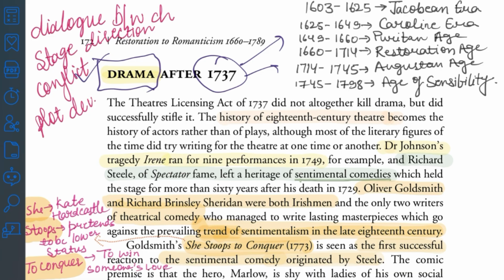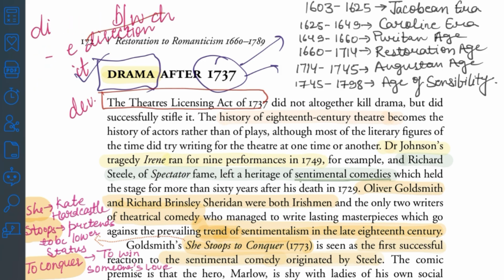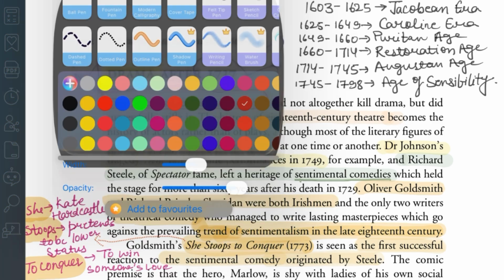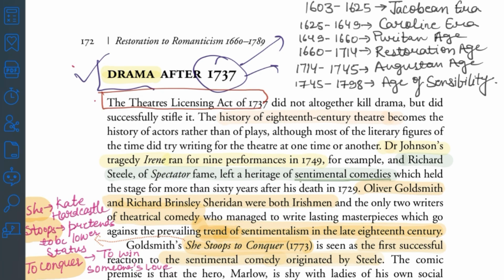It is very important to note these features. In 1737, the British government passed the first English government law, known as the Theatre Licensing Act of 1737. This law did not altogether kill drama, but this act was introduced under the rule of Robert Walpole, the Prime Minister of Britain.